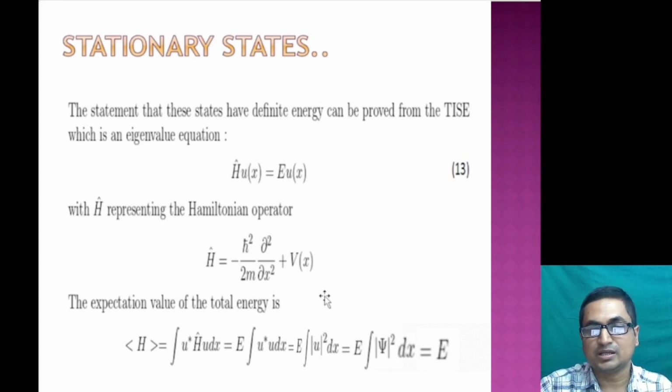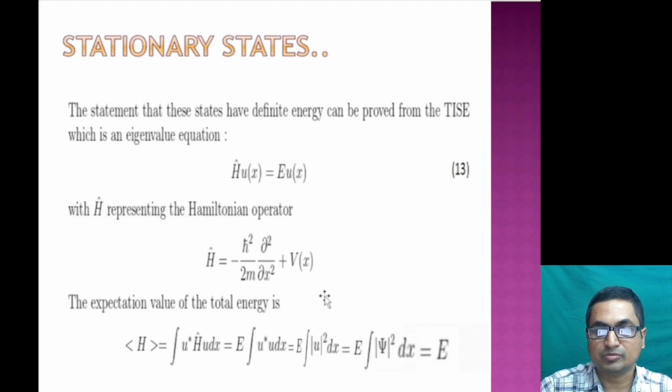And when we take the expectation value of this quantity, the expectation value is defined this way. It's the complex conjugate of the wave function on the left-hand side, then the operator, and then the wave function, integrated over the variable x. So this is the definition of the expectation value of this operator H.